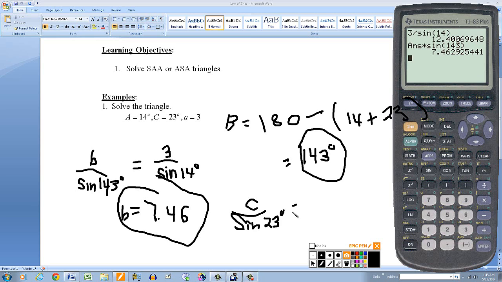And that should equal any other side, and I'm going to use the same ratio that I had over here. So I'm going to say this will be equal to 3 divided by the sine of 14 degrees.